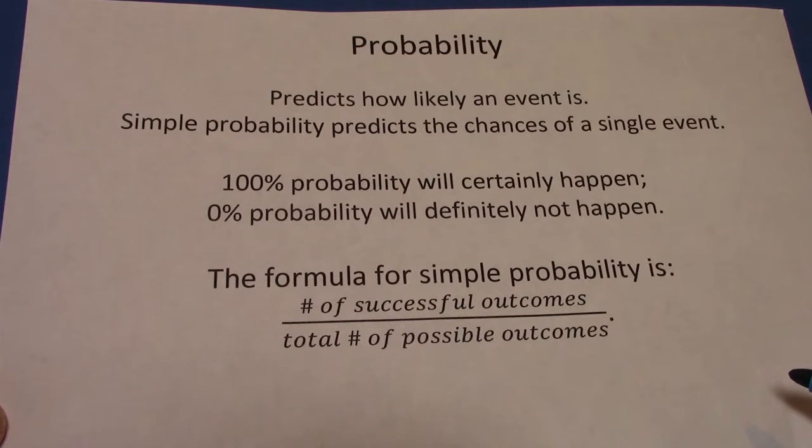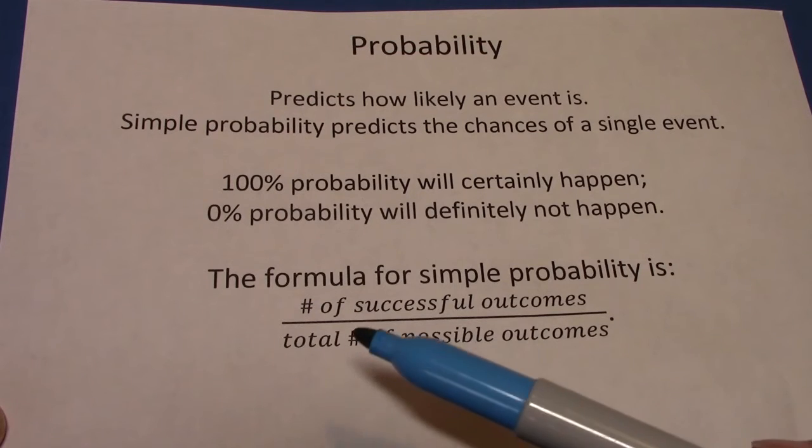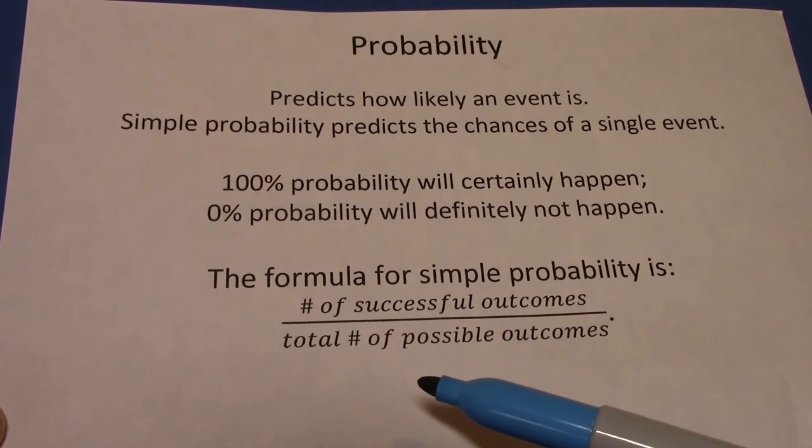Probability predicts how likely an event is. Simple probability means we're predicting the chances of just a single event. Probabilities are often given in percent format, but they can also be given as a fraction, decimal, or even a ratio. If something has a 100% probability, it will certainly happen. If it has a 0% probability, it will definitely not happen. The formula for simple probability is the number of successful outcomes divided by the total number of possible outcomes.